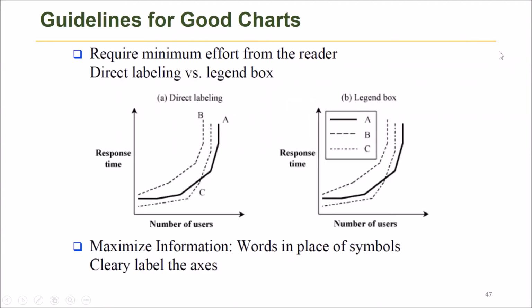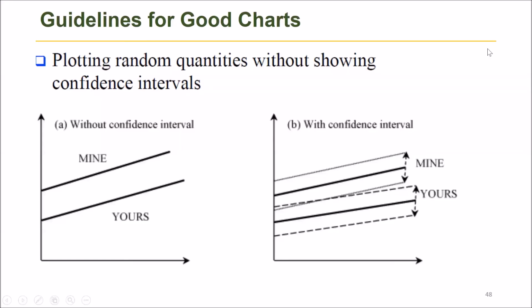When you want to draw a chart, make sure that the reader requires minimum effort to understand it. Sometimes it is better to use direct labeling instead of legend boxes, because readers do not have to look for it. Make sure to maximize the information that you can give to the reader. For example, use full names and words instead of symbols.